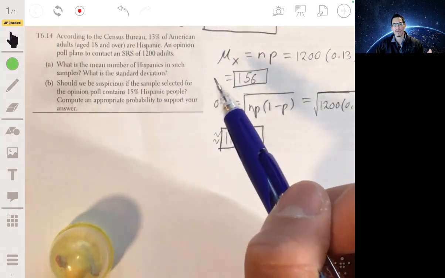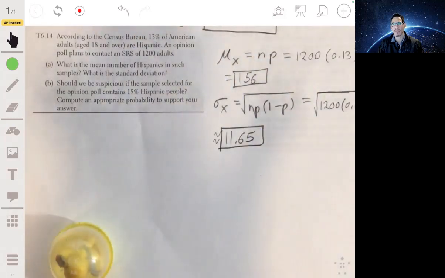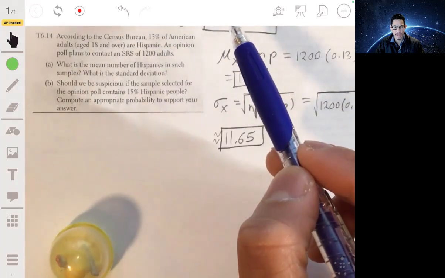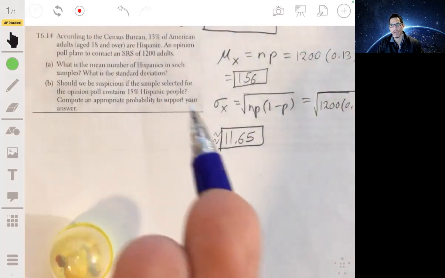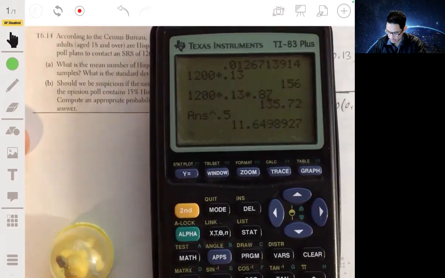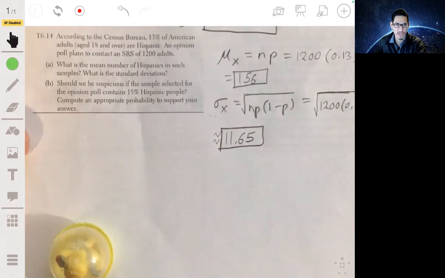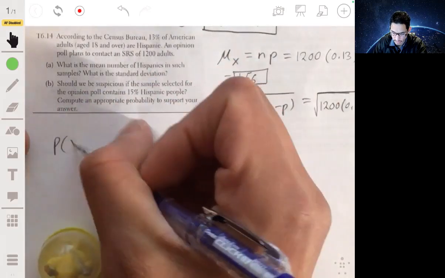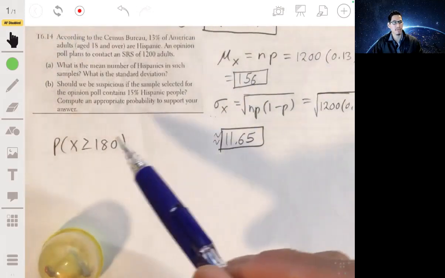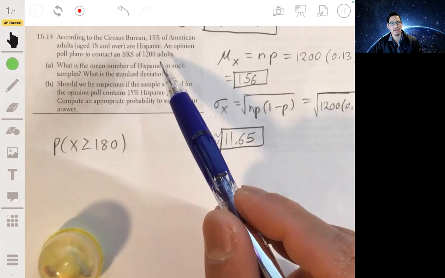So what we want to do is calculate the probability of getting 15% of 1,200 or greater in a binomial random variable distribution. So let's first find what 15% of 1,200 is. 0.15 times 1,200 is 180. So we want to find the probability of getting 180 or more Hispanic people in a sample of 1,200 adults.